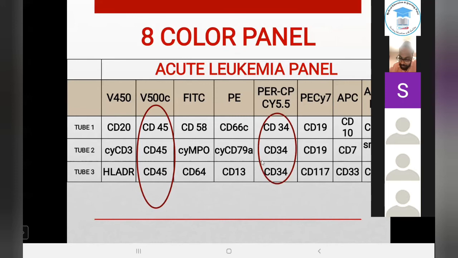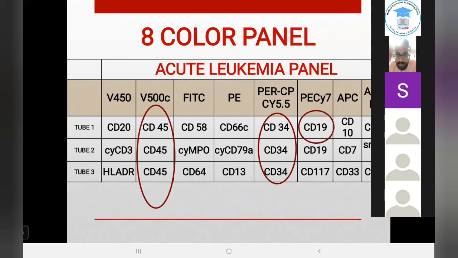CD34, can anybody tell me what is CD34? Yes, it's a blast, basically an immature cell marker. It identifies the blast. Okay, so a CD34 positivity surely means it's a blast cell. There is no other cell in the marrow which is CD34 positive, which is not a blast. All right, so CD34 clearly shows it's a blast cell population. So we're putting the CD34 also in all the tubes. It may not be necessary to put it, but if you want, you can put it.